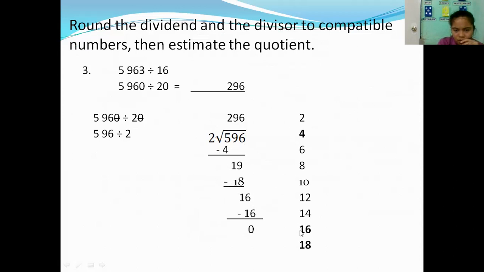Then our 16 here is in the place. 1, 2, 3, 4, 5, 6, 7, 8.